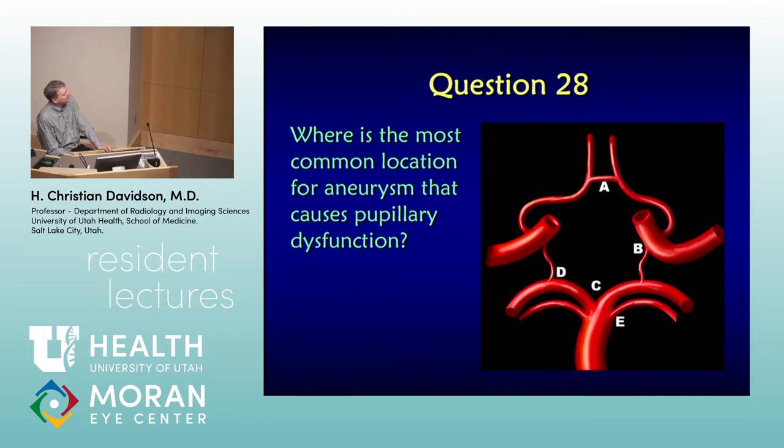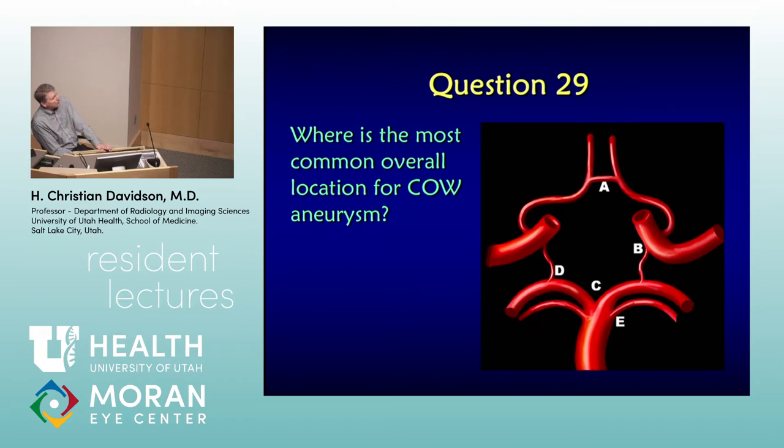Okay, so the next question is the same diagram, but I want you to pick the location that is the most common site of aneurysm that causes pupillary dysfunction. These are all fairly common places for aneurysms of the circle of Willis to show up. And as a related question, which is the most common overall site for a circle of Willis aneurysm? Not necessarily causing pupillary dysfunction, but taking all comers, which site is the most likely to be a place where an aneurysm shows up? Okay.